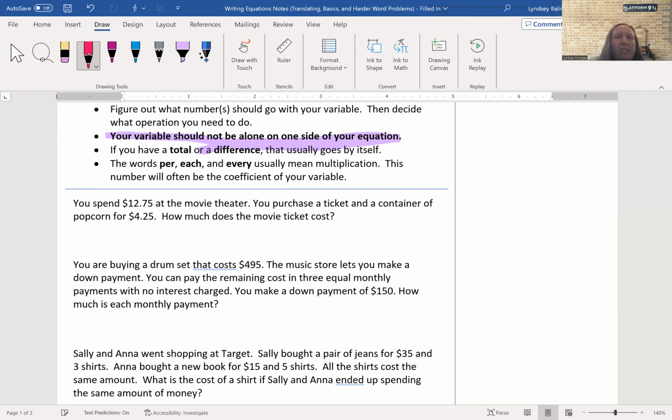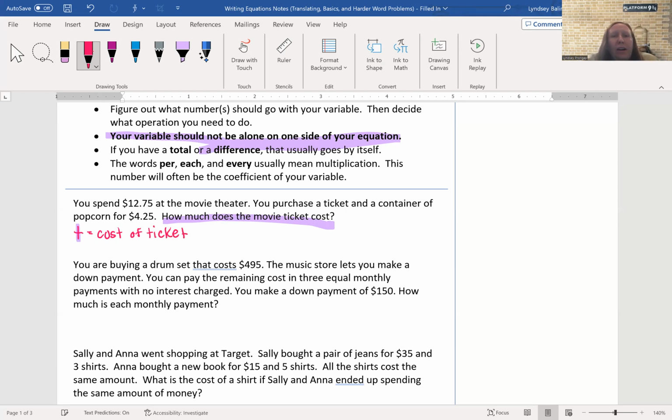So you spend $12.75 at the movie theater. You purchase a ticket and a container of popcorn for $4.25. How much does the movie ticket cost? So this is our question, which means that's what we're trying to figure out. So I'm going to say, T equals cost of ticket.